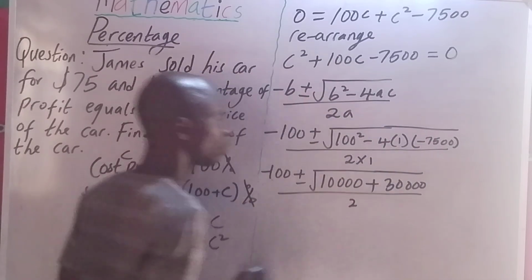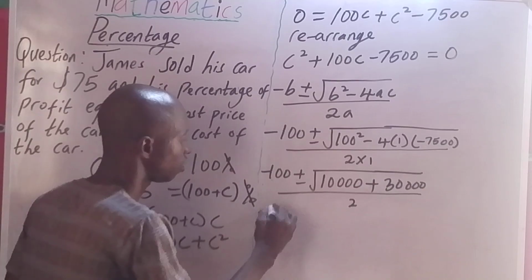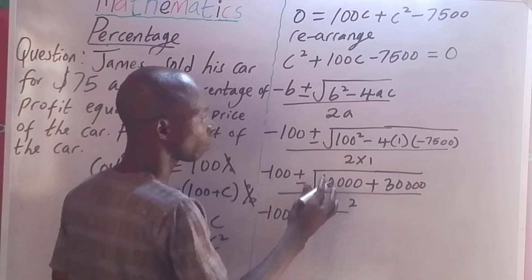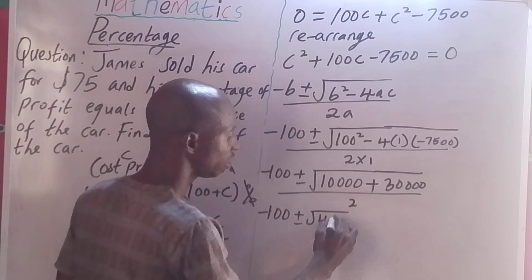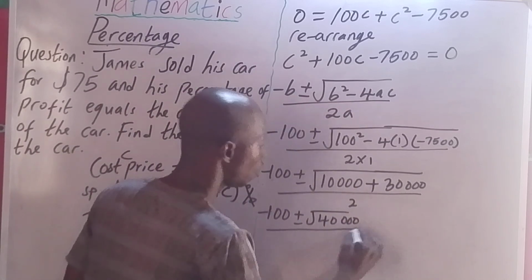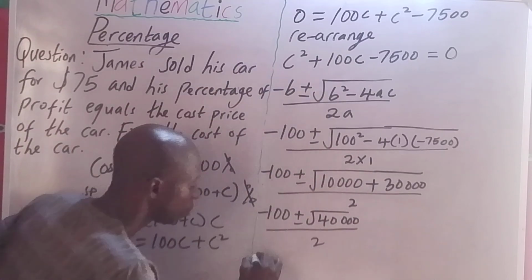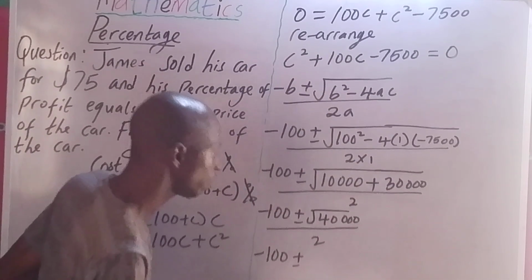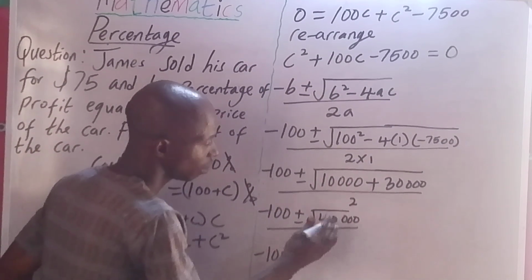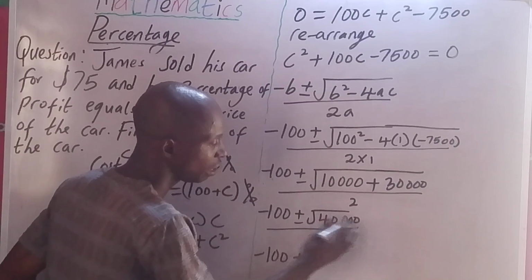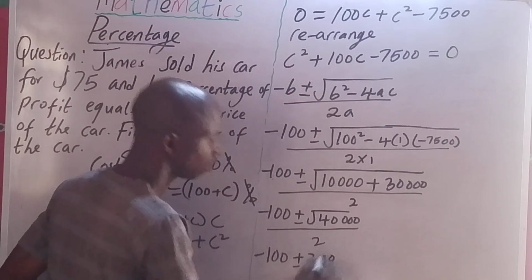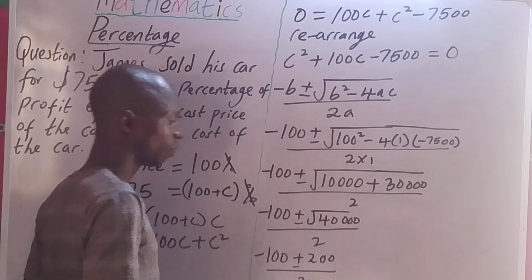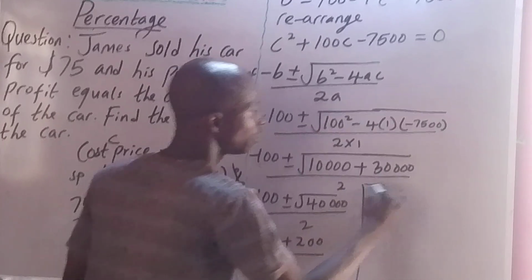Everything over 2. Now this will be minus 100 plus or minus the square root of 10,000 plus 30,000, which gives us 40,000, all over 2. What's the square root of 40,000? Let's do it this way. The square root of 4 is 2, then you break the 4 zeros into 2. It means the square root of 40,000 will give you 200, everything over 2.